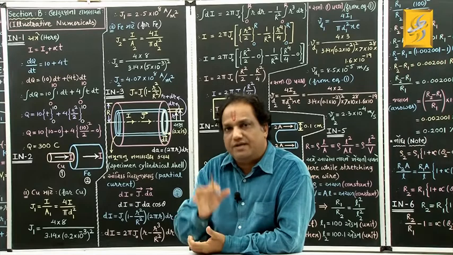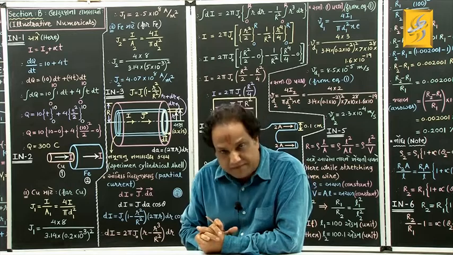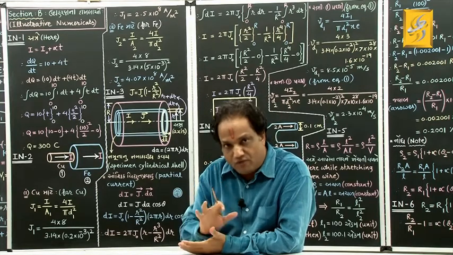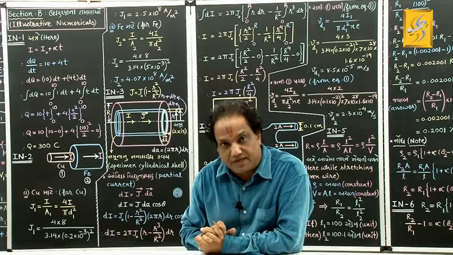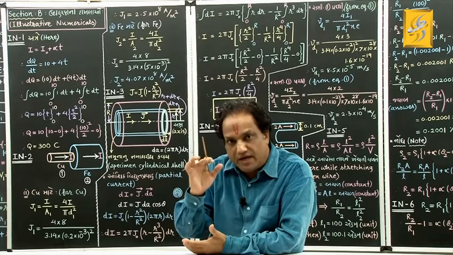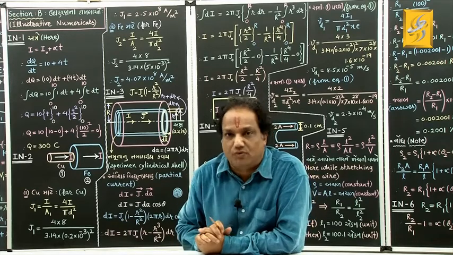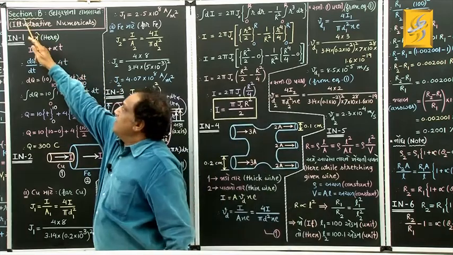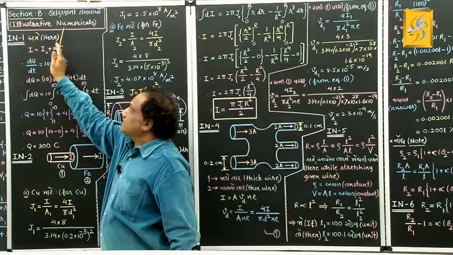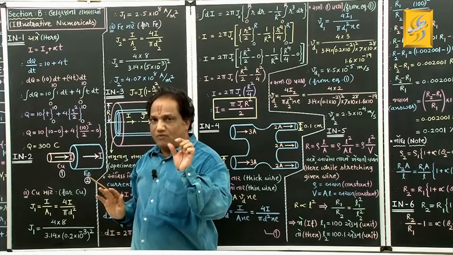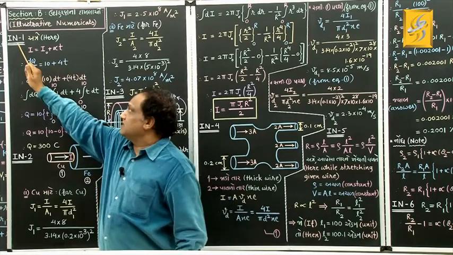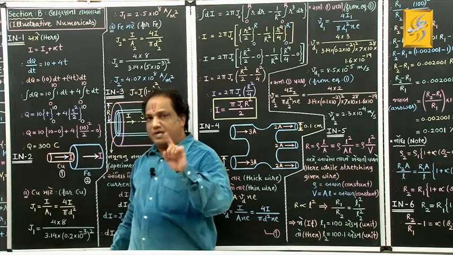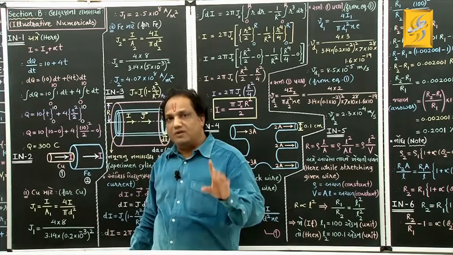We have finished the theoretical part of this chapter, and that was section A, correct. Now, we begin another section, that is section B, for all the illustrative numericals given in the textbook. Here I have written section B, that is illustrative numericals, and you know the symbol for illustrative numerical, we are using this symbol IN. Kindly read now the statement of the first illustrative numerical on the screen.